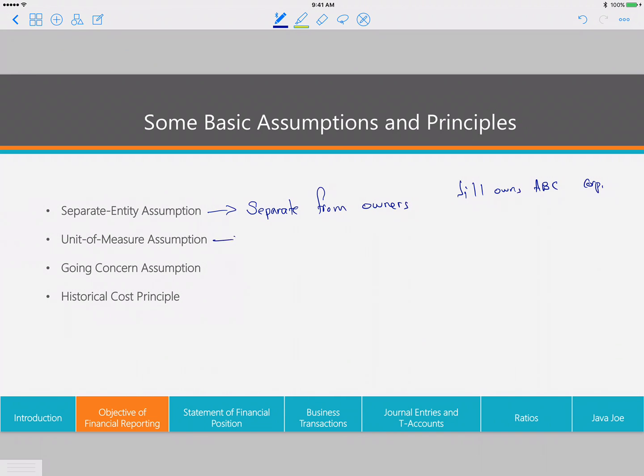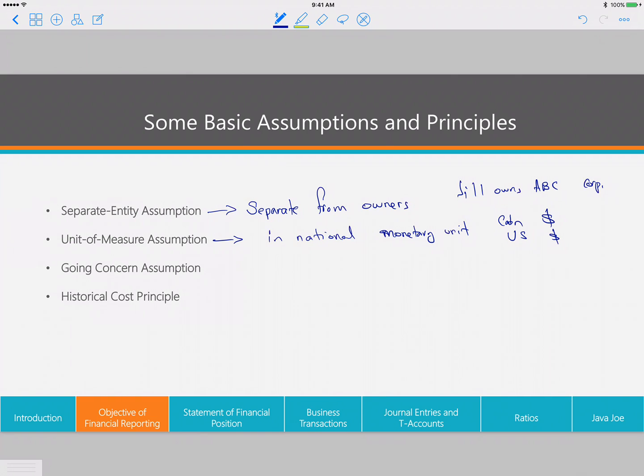The unit of measure assumption. Accounting info should be measured and recorded in the national monetary unit. So, for example, in Canada, it should be reported in Canadian dollars. In the US, it should be reported in US dollars. In Europe, it should be reported in euros.